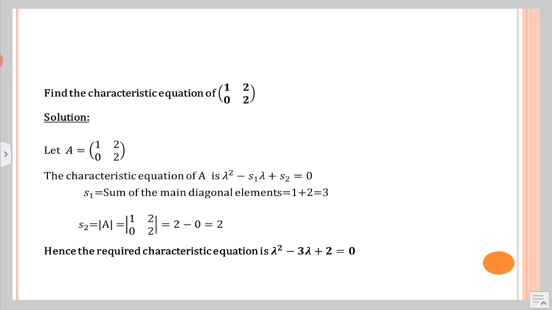Then S2, how to find? It is nothing but the determinant of the given matrix. So it is 1, 2, 0, 2. On expanding the determinant, we will have 2 minus 0, which is equal to 2. Therefore, the required characteristic equation is lambda square minus 3 lambda plus 2 equals 0. Have you understood for a 2 by 2 matrix?